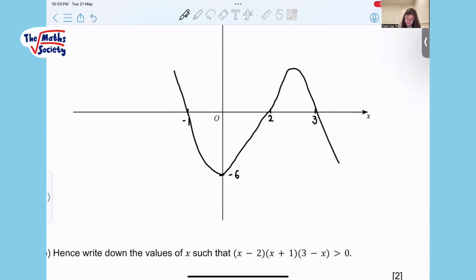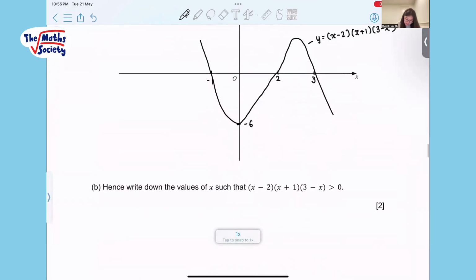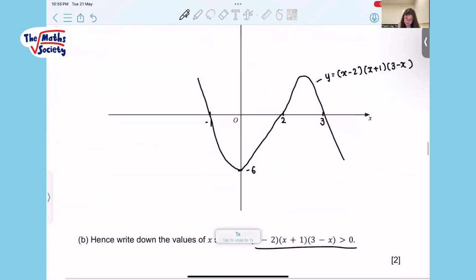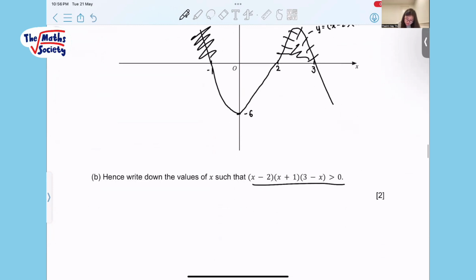And just do this. And then just label it as well, which is why I call it x minus 2, x plus 1, and 3 minus x. Yep, and then we have to write down where it's greater than 0. 1 is greater than 0, so it's going to be the upper part, so we know it's going to be here, in between here. So it's going to be x less than minus 1, and then x between 2 and 3. Yep.